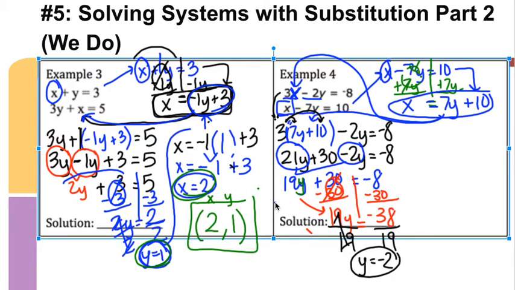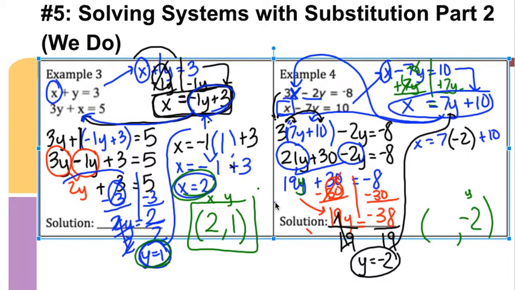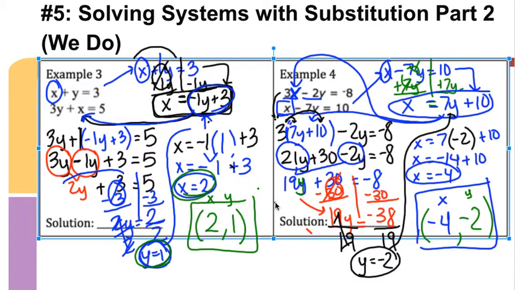Now that I know my y value, I've got part of my solution, figured out my y. Now I need to figure out my x value. So I'm going to take this and substitute it in up here. So that means x is equal to 7, but instead of y, I'm going to write parentheses negative 2 plus 10. So that's x is equal to negative 14 plus 10. That means x is equal to negative 4. So my solution is negative 4 comma negative 2.